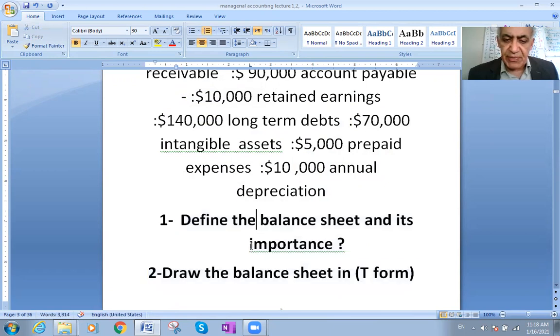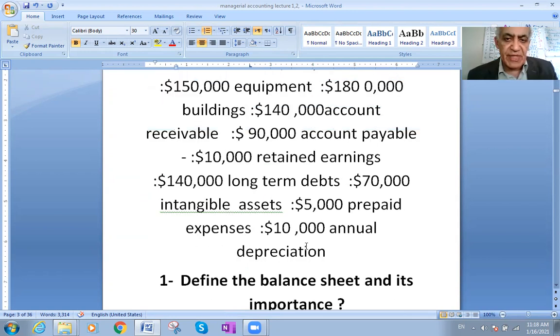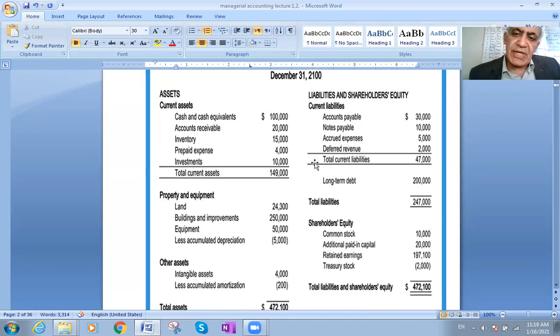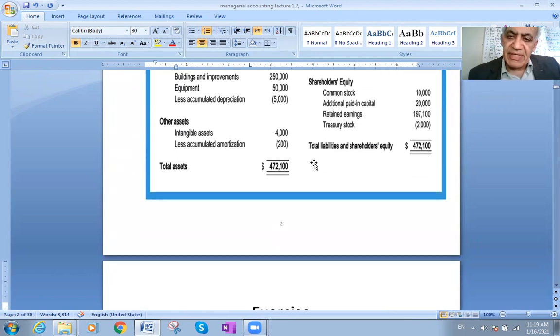The first question is to define the balance sheet and its importance. Why is it important? The balance sheet, we said, shows the financial situation at any moment, a particular moment, which is annually, every 1 year. For that reason, as an example, you will find it here: the balance sheet on December 31, the last day of the year. It tells me the financial situation of all the belongings and amounts due of the company, what they have and what they owe to pay.